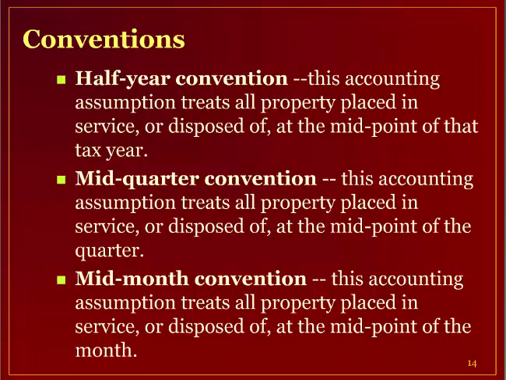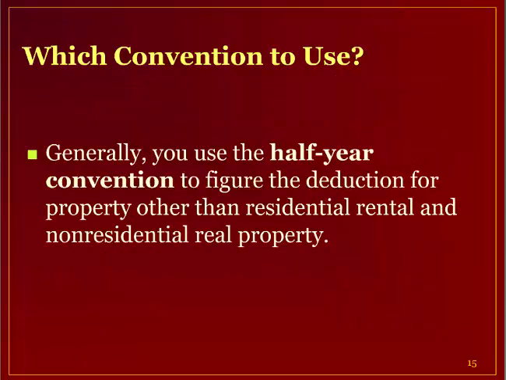Mid-quarter convention. This accounting assumption treats all property placed in service or disposed of at the midpoint of the quarter. And then, of course, you can probably guess what the mid-month convention is. This accounting method assumes that all property placed in service or disposed of is done at the midpoint of the month. So which one of these three conventions do you use? Well, as a general rule, you're going to use the half-year convention to figure the deduction for property other than residential rental and non-residential real property. So most of the time, you're going to use the half-year convention.